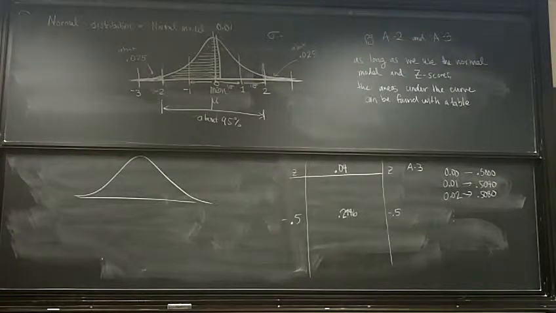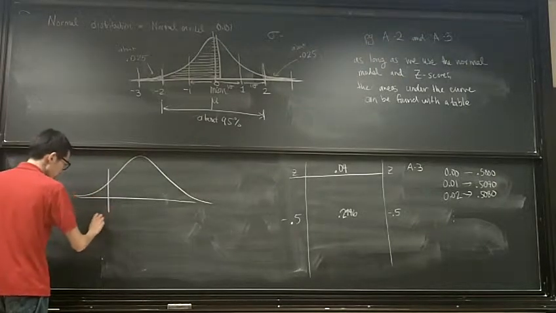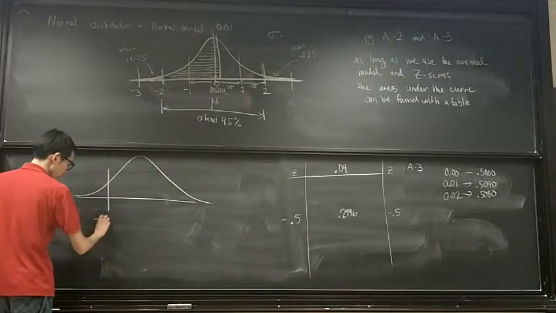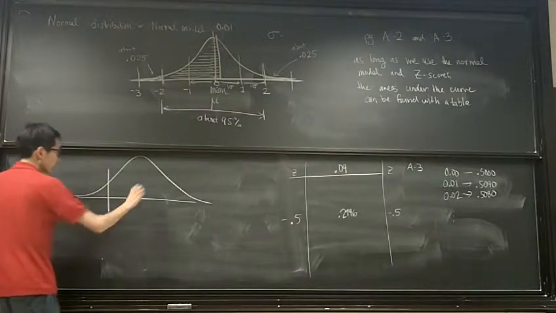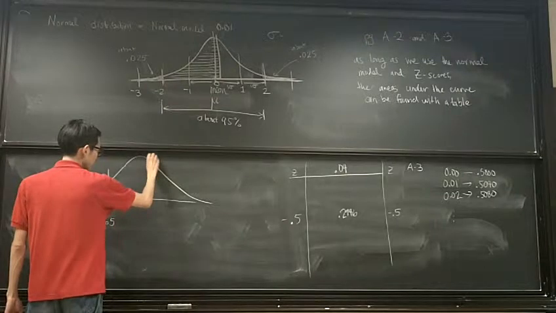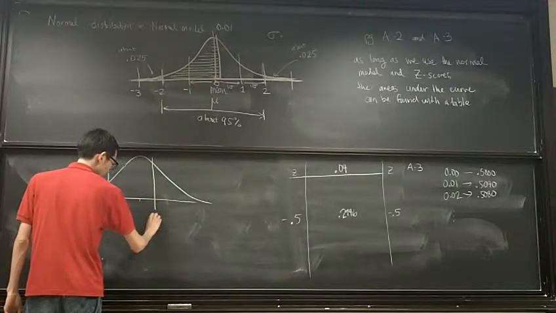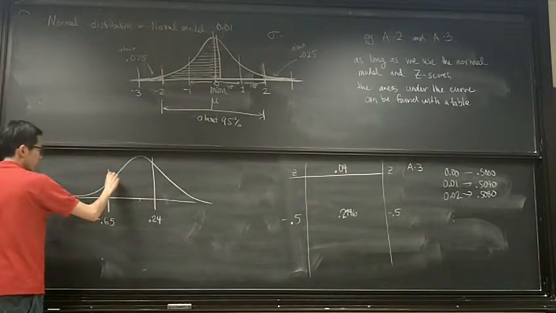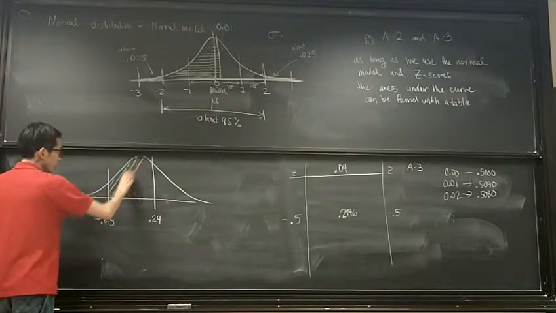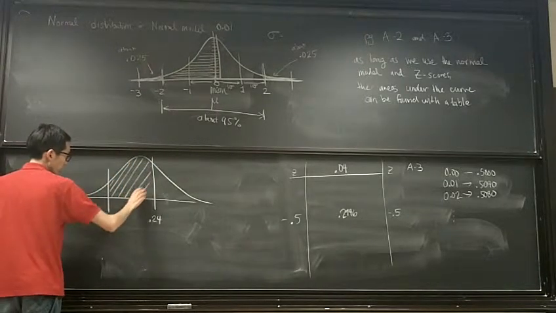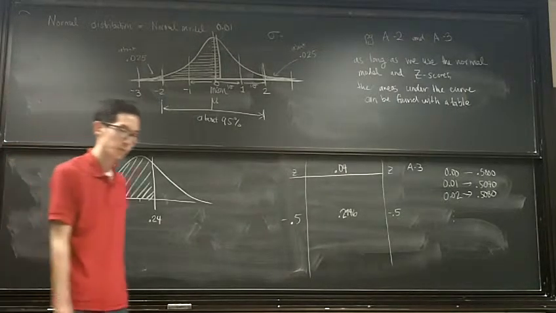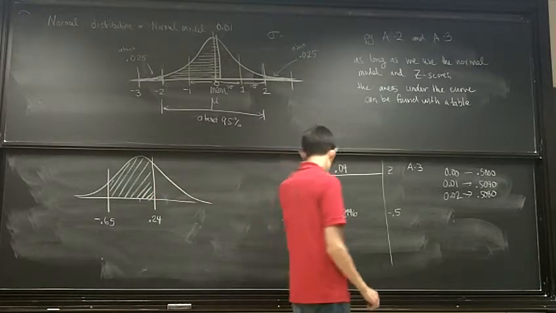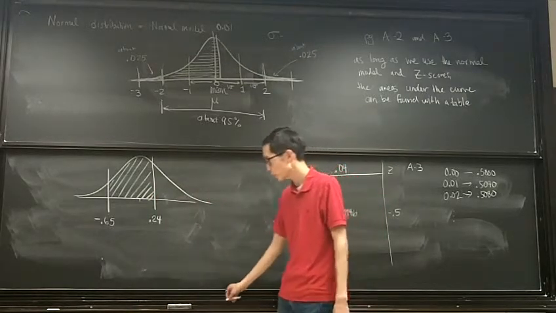So what if I draw this picture and I say, how much is in between negative 0.65 and 0.24? How much is in between there and there? No, use the table and give me an accurate answer.